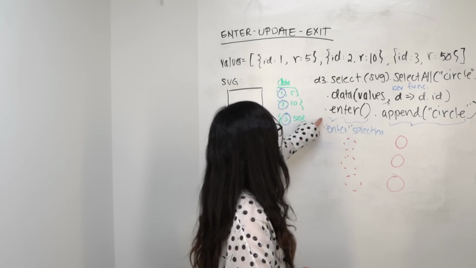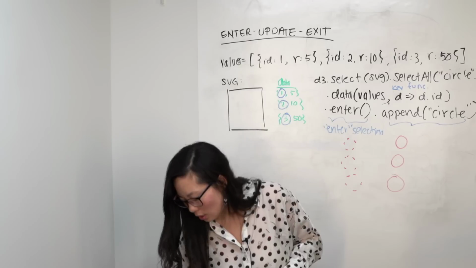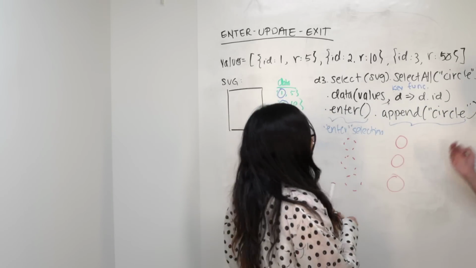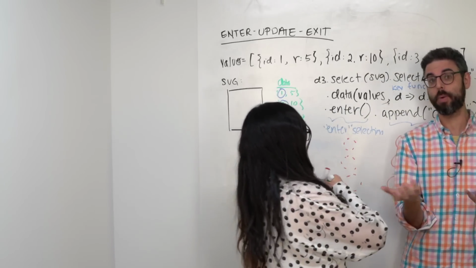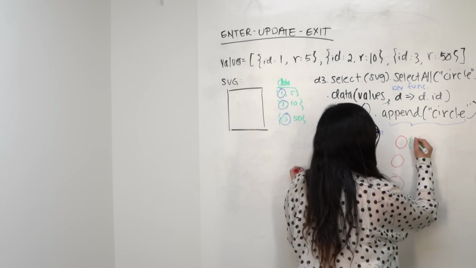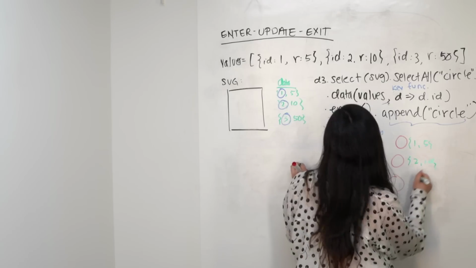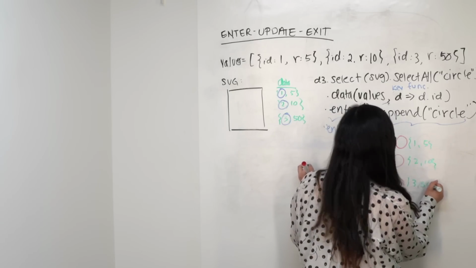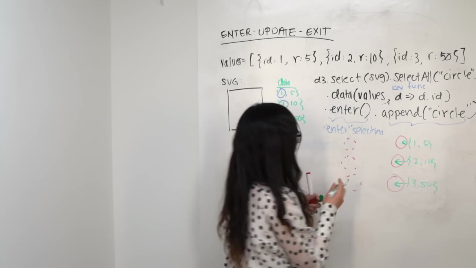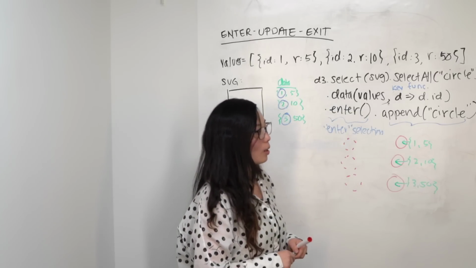Usually after you see this set of code, you'll see .attr. Attr is short for attribute, which is an HTML element that has attributes, one of which is style. So I'm just going to represent this as 1, 5, 2, 10, and 3, 50. This is what happens when we do enter. And then I'm going to try and talk about update and exit.